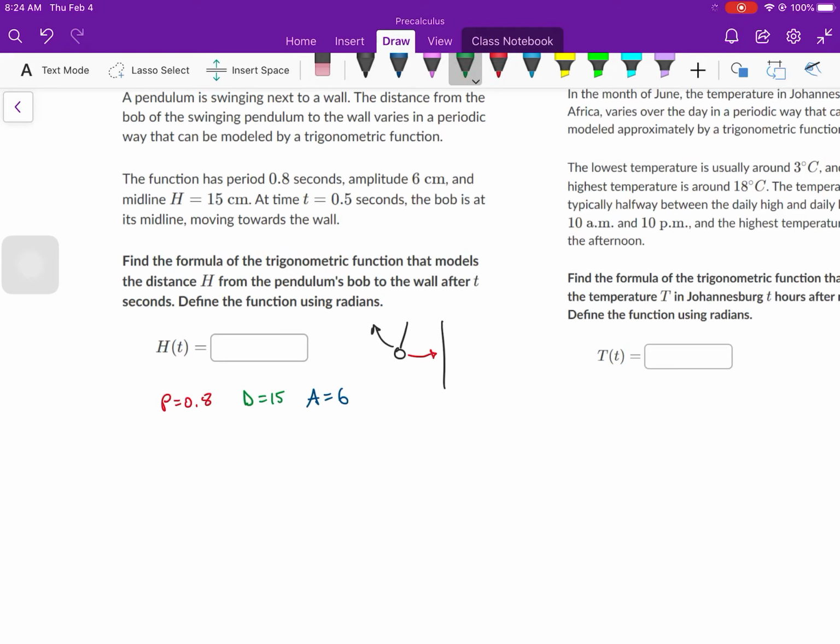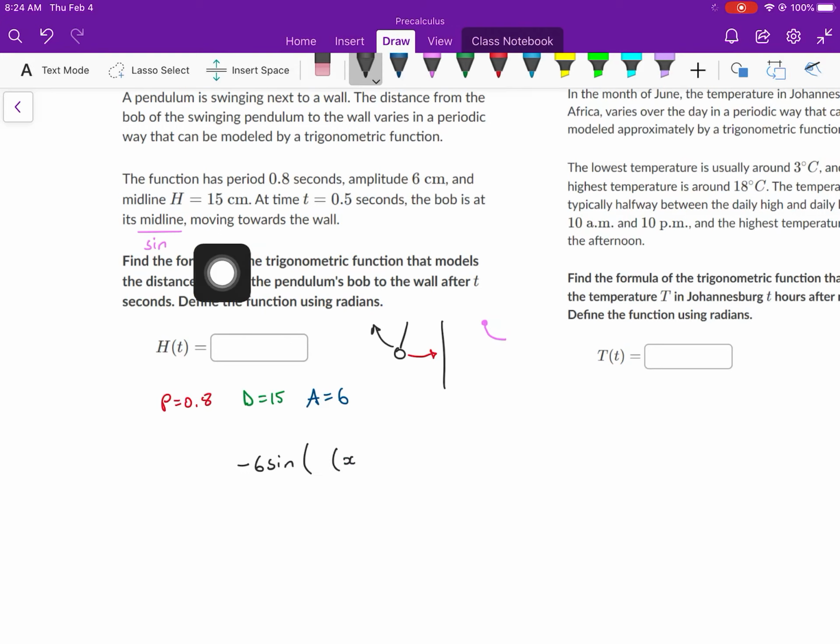So we're starting on the midline. So since we're starting on the midline, we're going to use the sine function. And if we're moving towards the wall, that means we're decreasing. If we're starting on the midline and moving towards the wall, that means our distance from the wall is decreasing, right? So using this information, we know it's going to be a negative sine since it's decreasing. So negative 6 sine of, we need to come up with b.